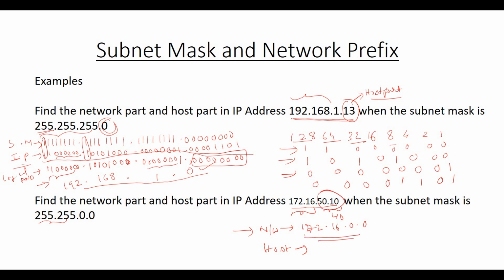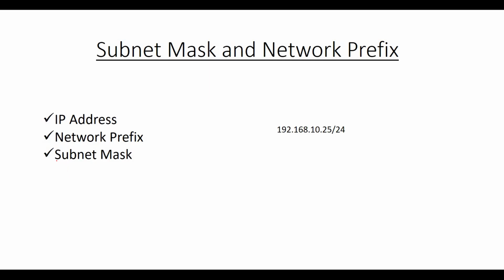So this way, if we know the subnet mask and if we know the IP address, we can find what the network part and corresponding host part are. Now we have seen the subnet mask. We can also know the network part from an IP address by using the network prefix. For example, if we mention like this, here 24 indicates the network prefix. This number mentions how many bits are used to represent the network part in an IP address. For example, in this case, 24 bits, that means 3 octets will be used to represent the network part and the remaining is the host part.